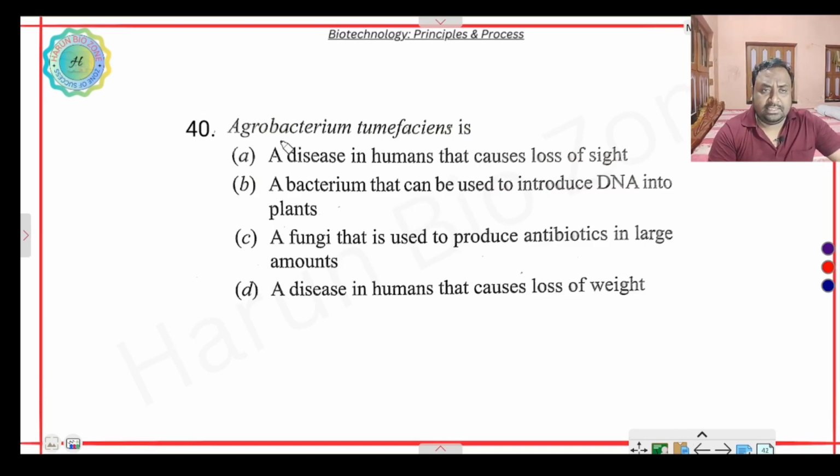Agrobacterium tumefaciens causes crown gall disease, a disease in humans that causes loss of sight, not false. In dicot plants, it is a bacterium that can be used to introduce DNA into plants. This is the correct answer, B. Not fungus, it is bacteria.